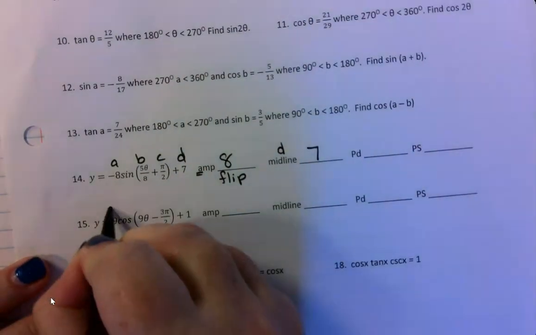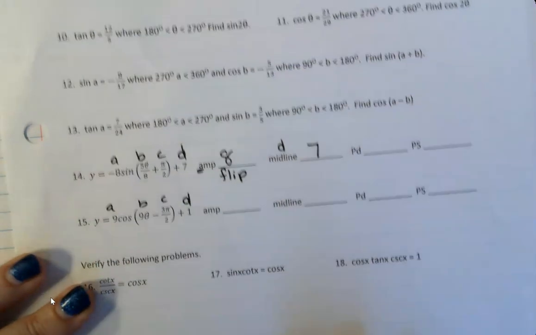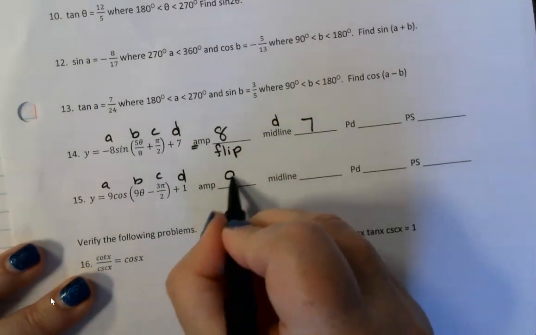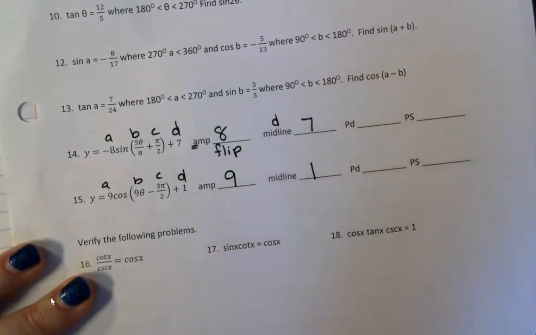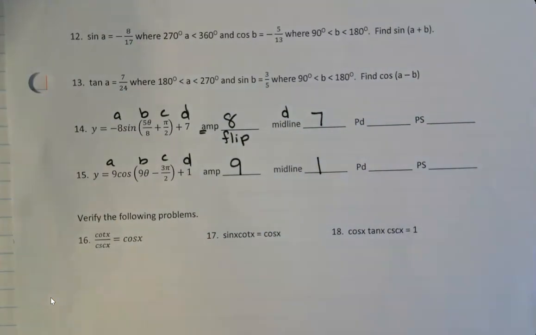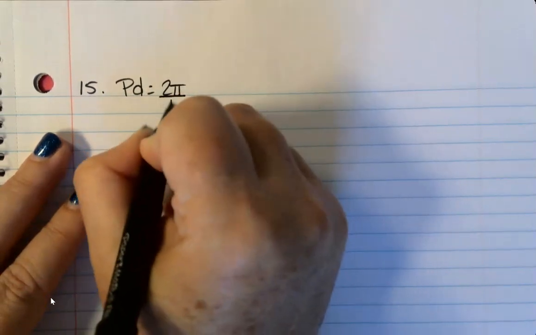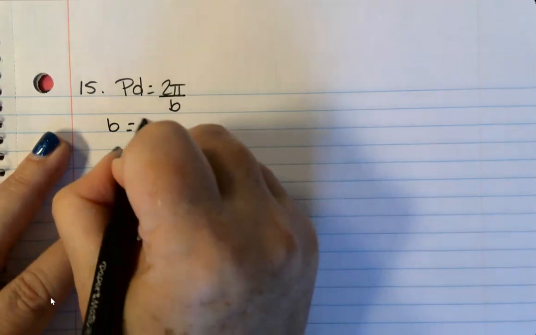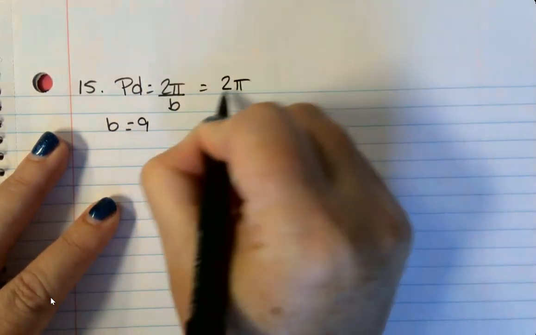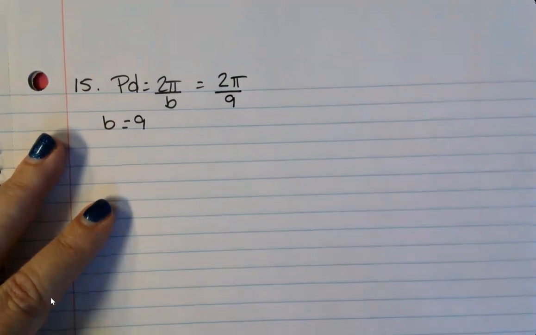Let me turn my page. Again, A, B, C, and D. Amplitude, 9. Midline is 1. Oops, let's pull this down. For number 15, period is 2 pi over B. And my B value was just plain old 9. So this one's sweet. So it'd be 2 pi over 9. That's it.